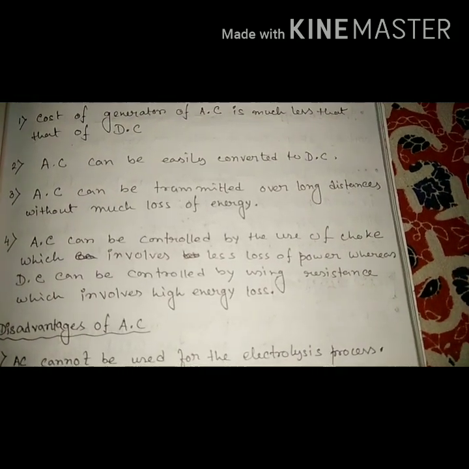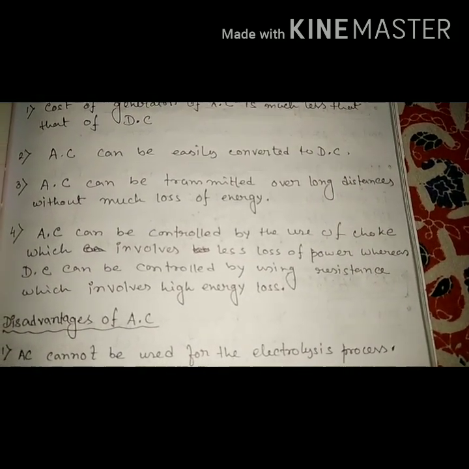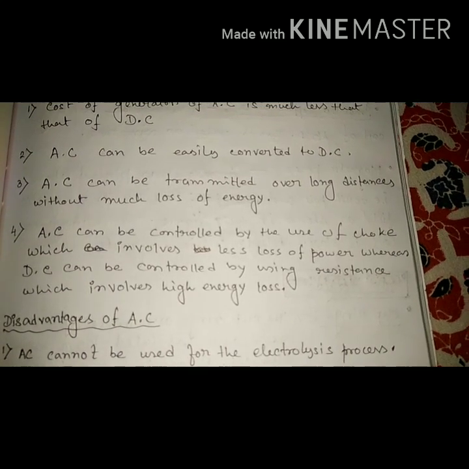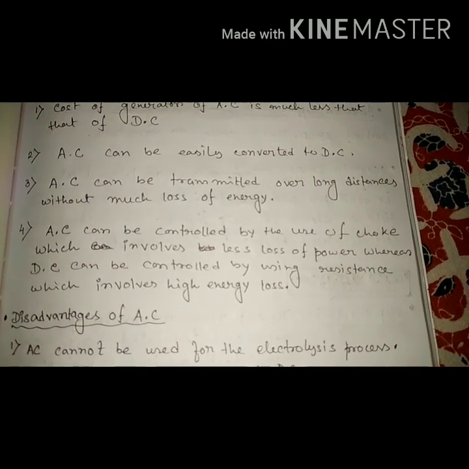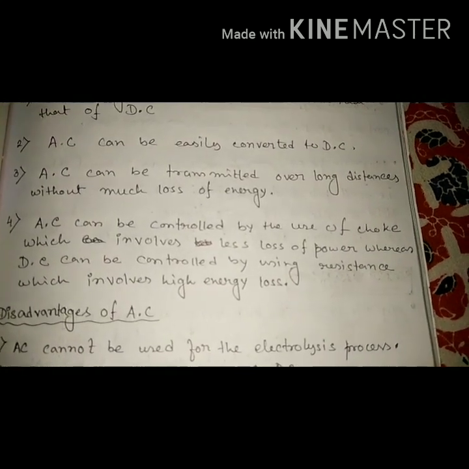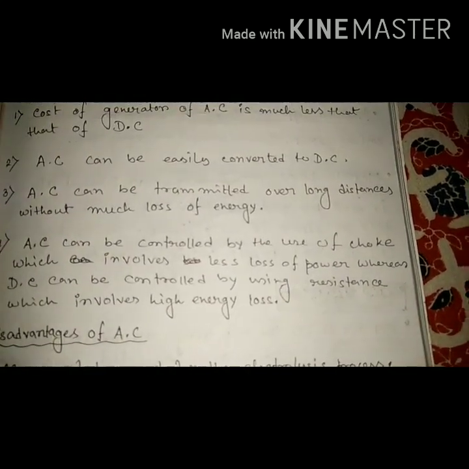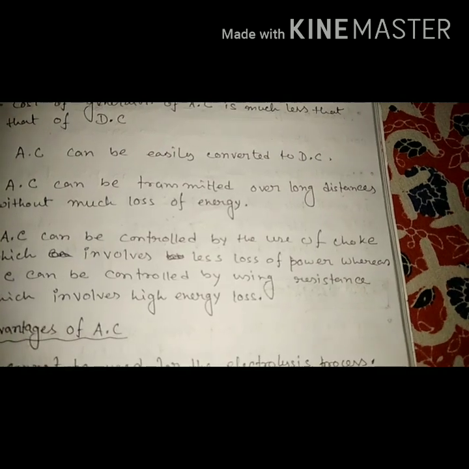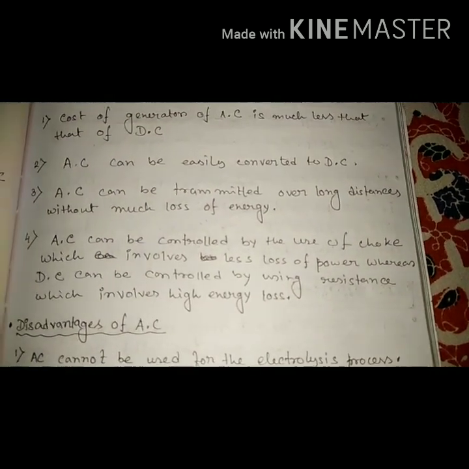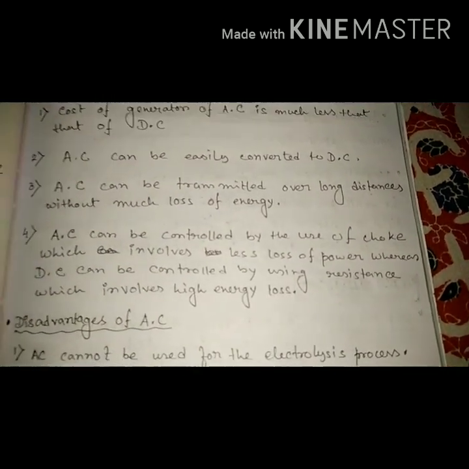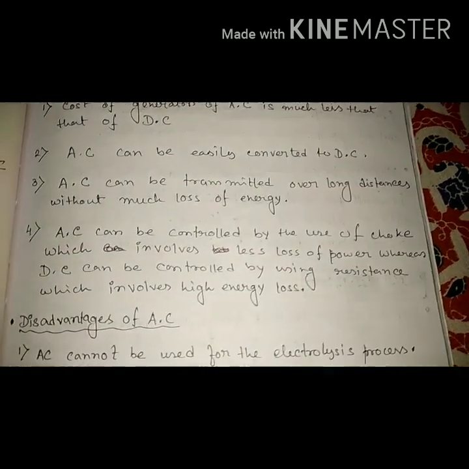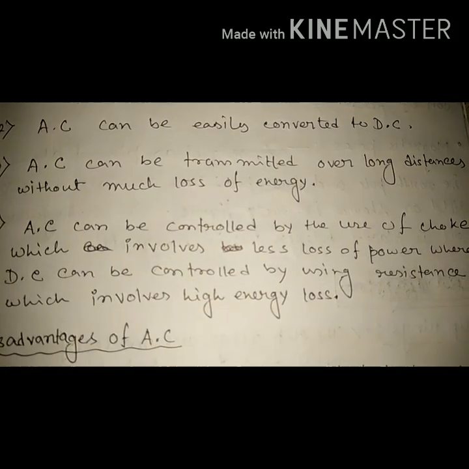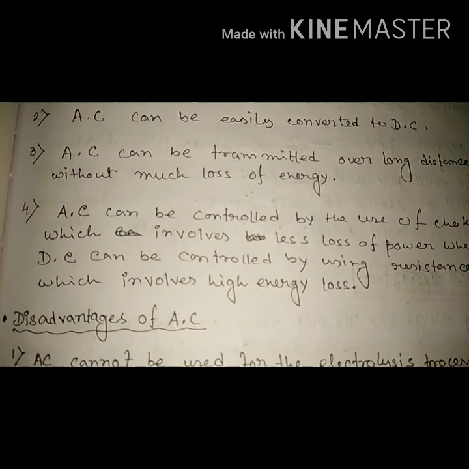It involves less loss of power, whereas DC is controlled by using resistance, and resistance involves high energy loss. If resistance is more, then current is less. We know this one. So AC is controlled by the use of a choke coil, which involves less loss of power, and DC is controlled by using resistance, which involves high energy loss.